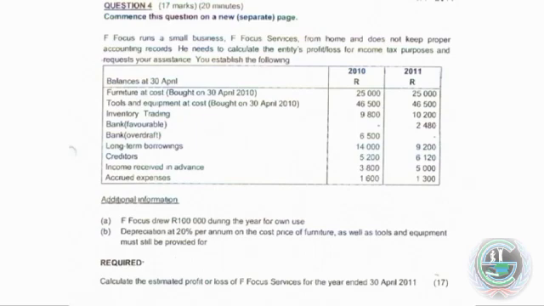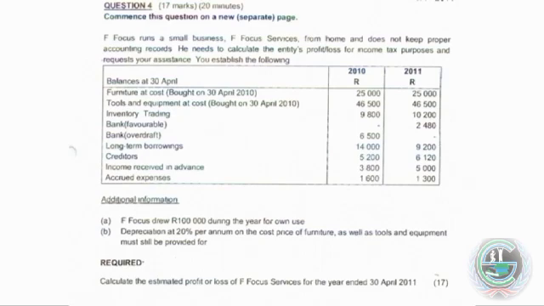Alright, before we continue, let's just read the additional information. A. F-Focus drew 100,000 Rand during the year for own use. That refers to drawings, which means it's not going to go into our statement of assets and liabilities for the year. B. Depreciation at 20% per annum on the cost price of furniture as well as tools and equipment must still be provided for. Now this one you can handle in two ways.